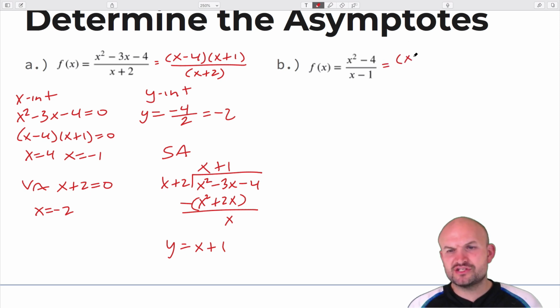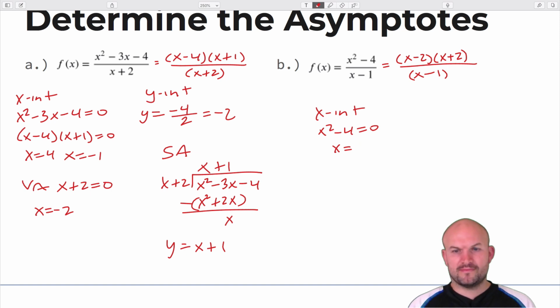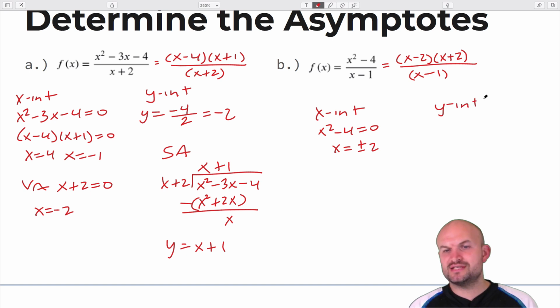In this case, it's always good just to, again, as I mentioned, divide them out so you can see how that works. Nothing divides out, so therefore my x-intercept, you could use the factored form, or you can just use x equals plus or minus 2. For the y-intercept, you can see here that's going to be 4 over 1. So y equals negative 4 over negative 1, which equals 4.